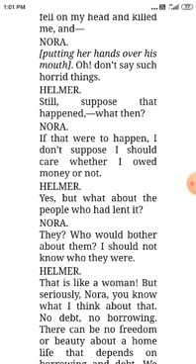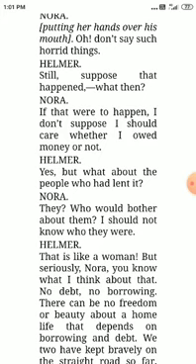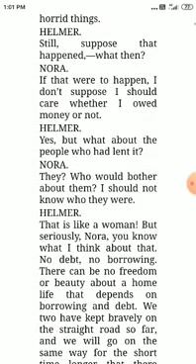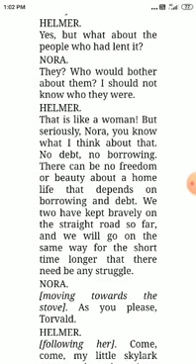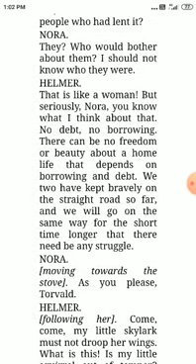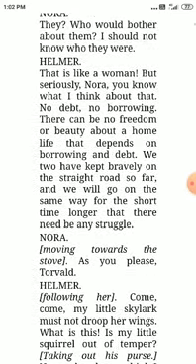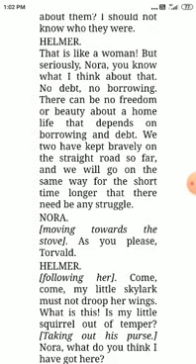Helmer: Yes, but what about the people who had lent it? Nora: They? Who would bother about them? I should not know who they were. Helmer: That is like a woman. But seriously, Nora, you know what I think about that. No debt, no borrowing. There can be no freedom or beauty about a home life that depends on borrowing and debt. We too have kept bravely on the straight road so far, and we will go on the same way for the short time longer that there need be any struggle.